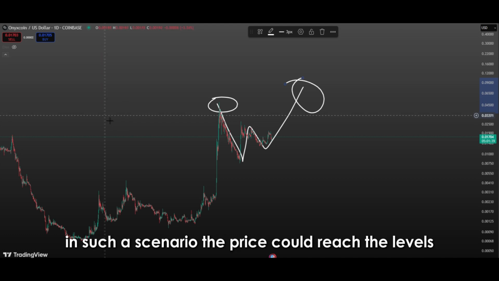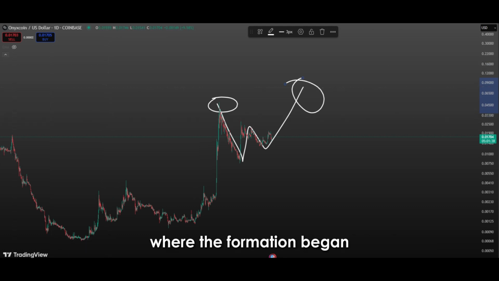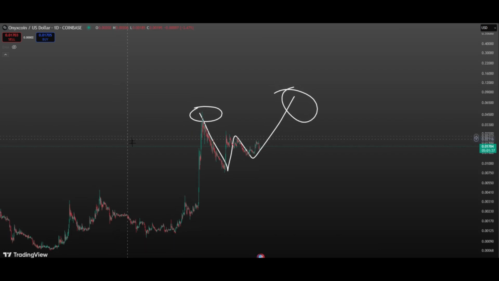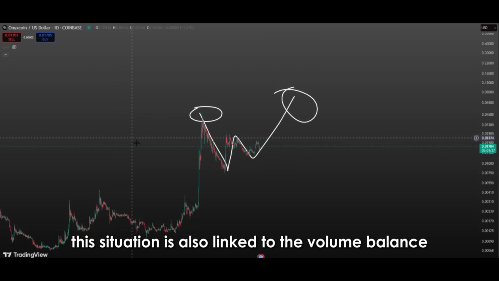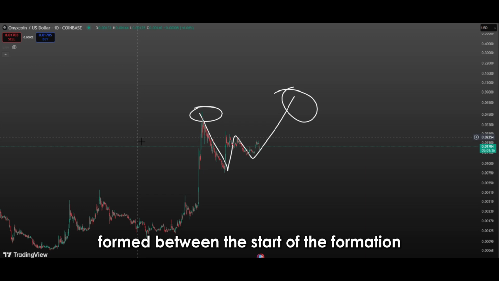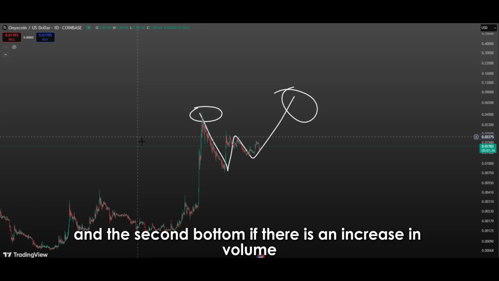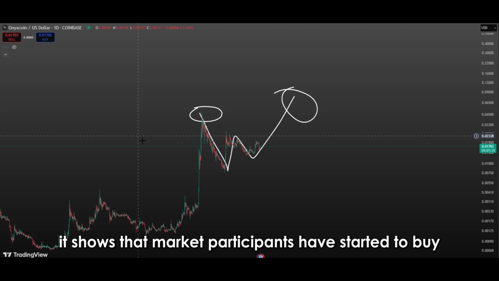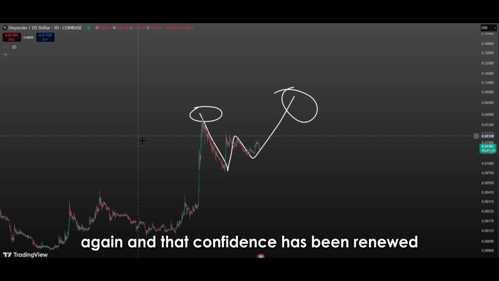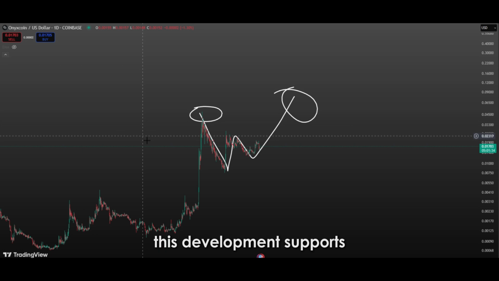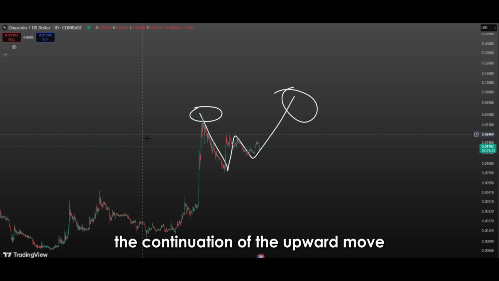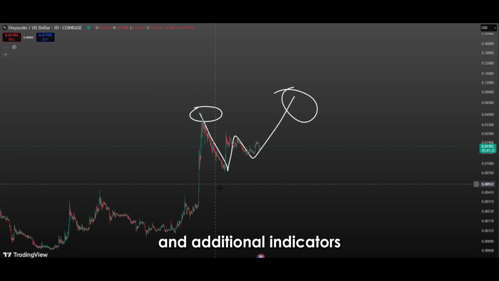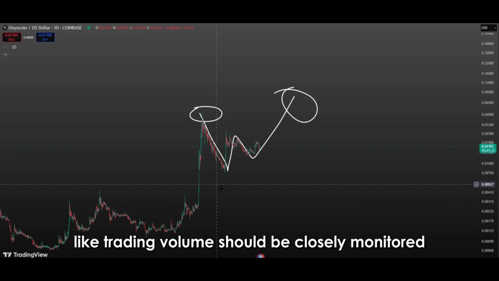In such a scenario, the price could reach the levels where the formation began and potentially move beyond them under favorable market conditions. This situation is also linked to the volume balance formed between the start of the formation and the second bottom. If there is an increase in volume during the upward movement from the second bottom, it shows that market participants have started to buy again and that confidence has been renewed. This development supports the continuation of the upward move. Therefore, both the integrity of the technical structure and additional indicators like trading volume should be closely monitored.